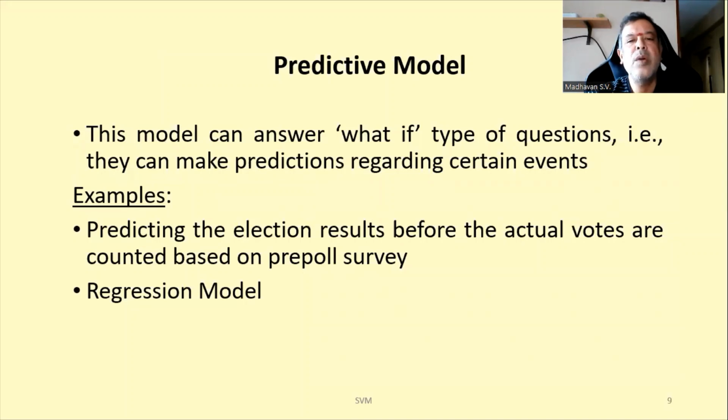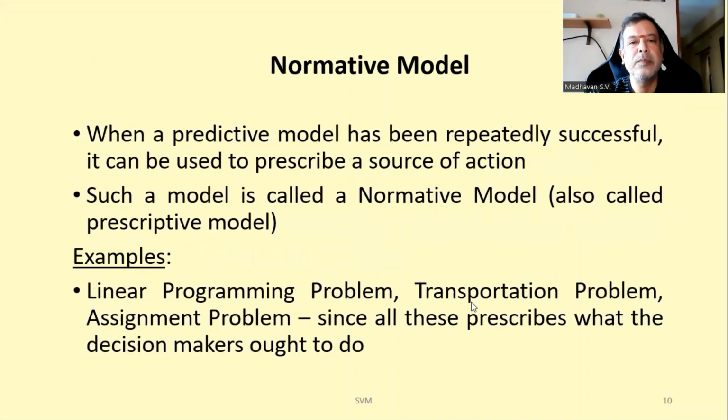Predictive model. This model can answer what-if types of questions, that is, it can make predictions regarding certain events. For example, predicting an election result before the actual votes are counted, based on a pre-poll survey. A regression model is an example of a predictive model.